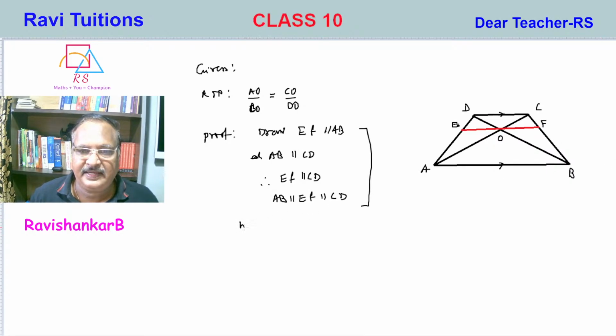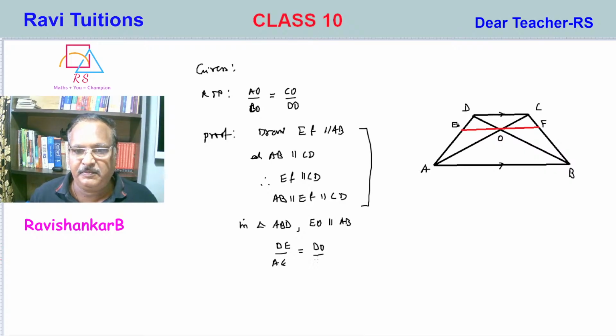I will take in triangle ABD. Okay, and EO is parallel to AB. So therefore by basic proportionality theorem, DE by AE is equal to DO by BO. Okay. So this is a first equation.